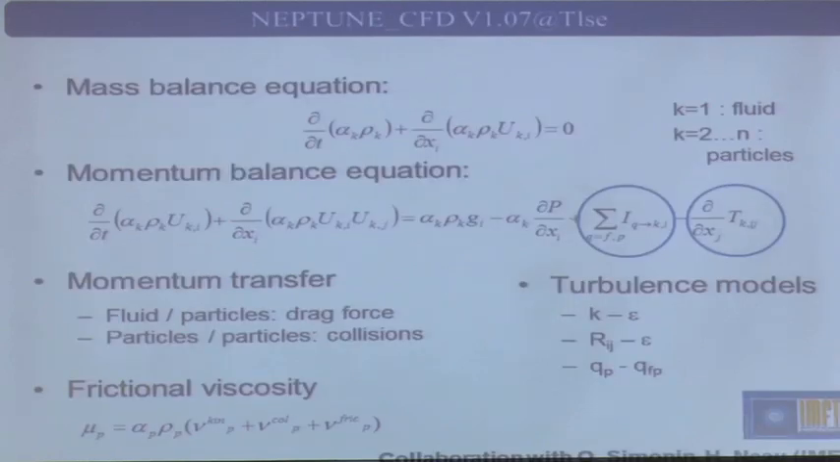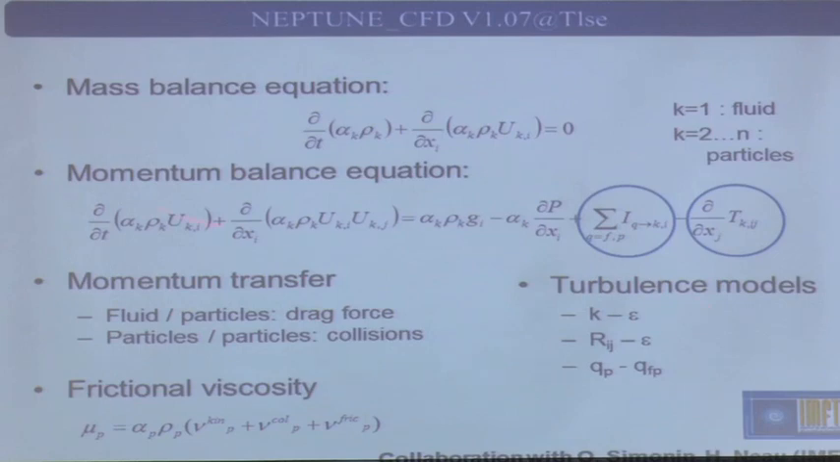Okay, so what we did is to use this set of equations. Just to show you, in terms of structure they are similar to the Navier-Stokes equations. Here you have the mass balance equation, so divergence of something, temporal variation of something. Here you have the momentum balance. You have exchange of momentum between the phases.